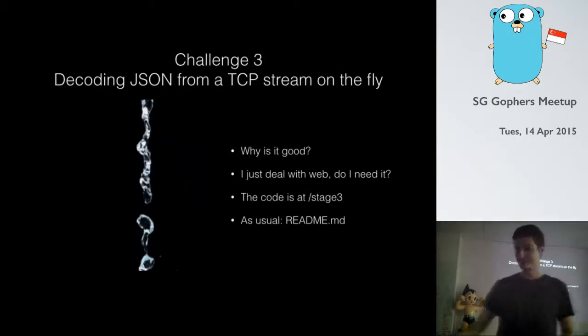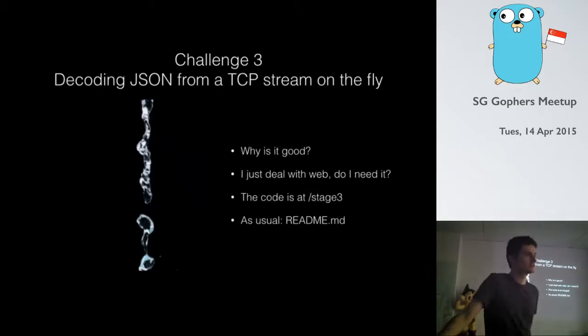I can see a value where the format is like CSV, where you are just sending rows and rows of data. So as soon as you get one row, you can just keep reading it. But for JSON, it's a bit more difficult than that.